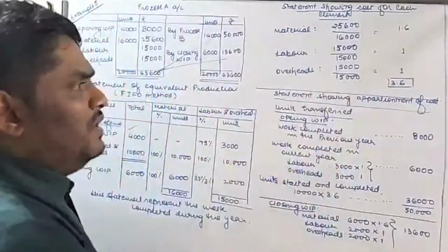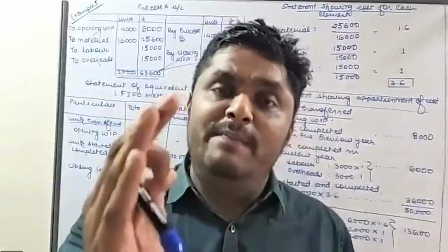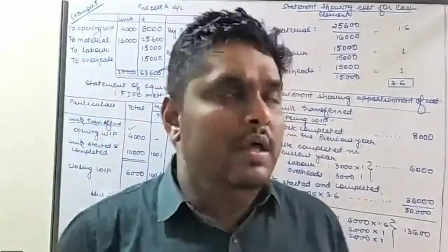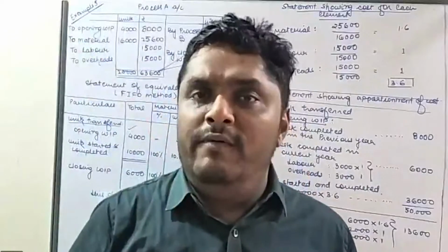Now, once the total cost is calculated, let's distribute the cost. अब सीधा सा एकदम सिंपल सा हिसाब किताब है. Think practically. If it is your business, what you will do? See, when talking about the units transferred, 4,000 were from opening work in progress.